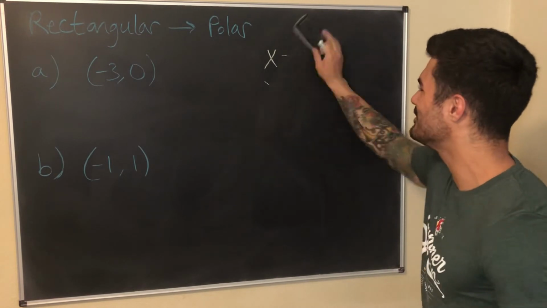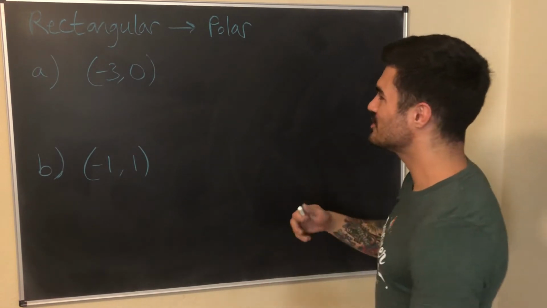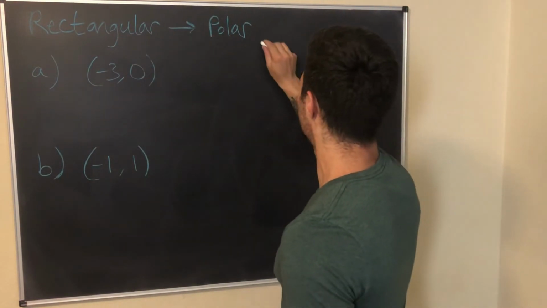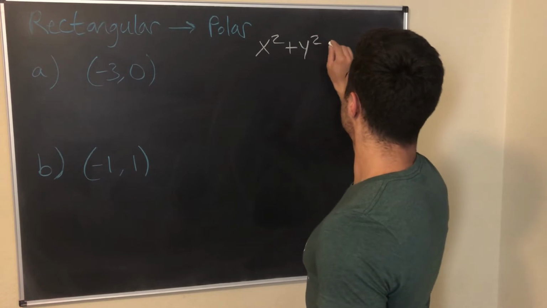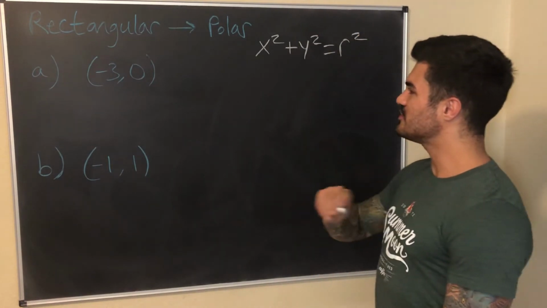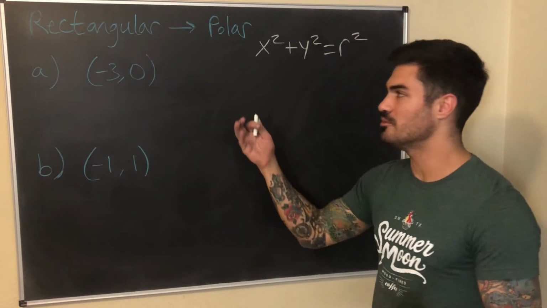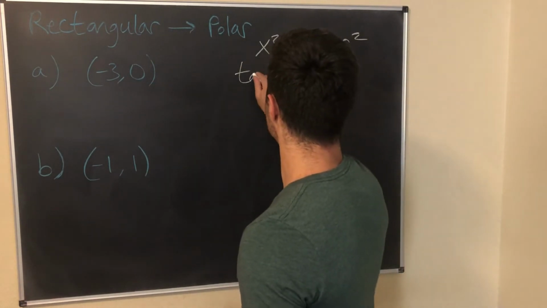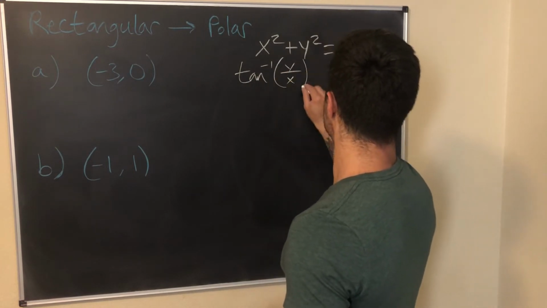But I'll go ahead and tell you some equations that are a lot more helpful. The equations that we're going to use going from rectangular to polar are the Pythagorean theorem, first of all, x squared plus y squared equals r squared. That's going to be really useful, as well as our tangent function, because that involves y and x, which we're given both. So tangent inverse of y over x equals theta.